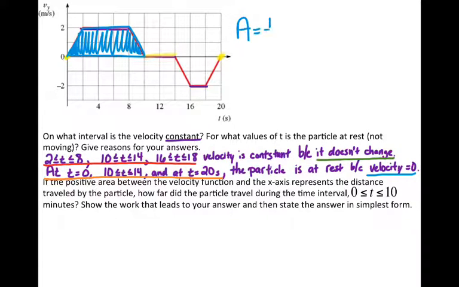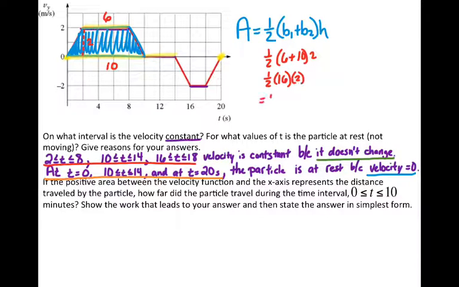All right. The bottom part, you got to find the area between the function and the x-axis. So that's a trapezoid. There's your formula for area of a trapezoid, 1/2 b1 plus b2 times the height. Your bases are 6 and 10. The height is 2. And then you just plug into the formula, you get 16. So it means it was moving 16 meters, and that's positive, so it's going to the right.